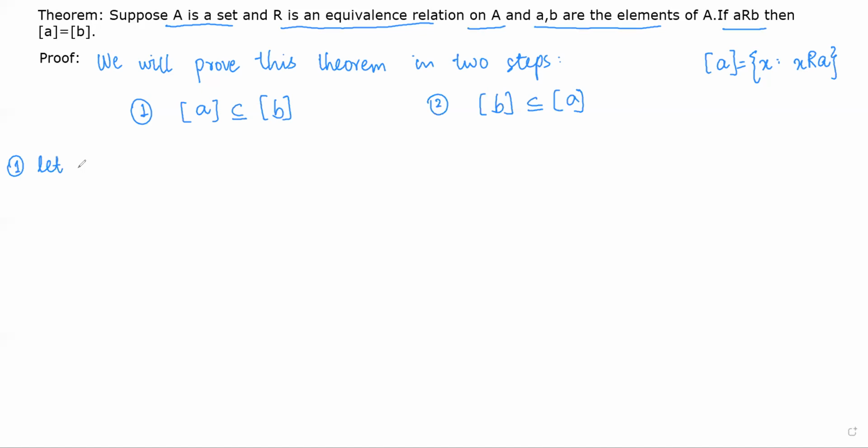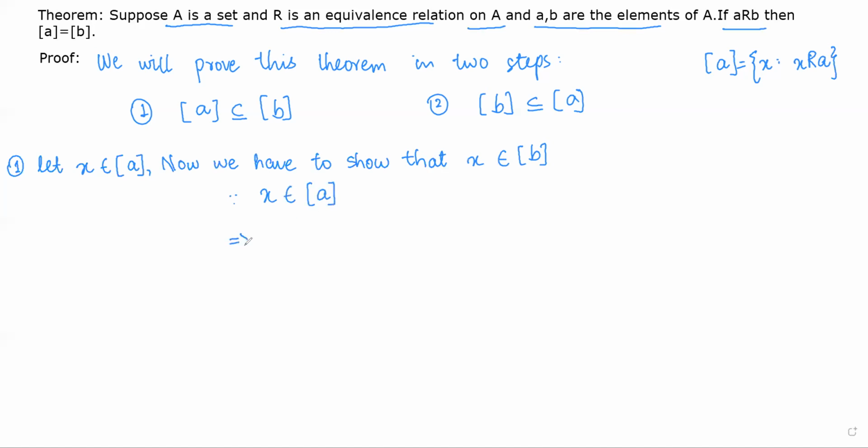let x belong to the class of a. Now we have to show that x belongs to the class of b. Since x belongs to the class of a, by the definition of equivalence class, x is related to a.